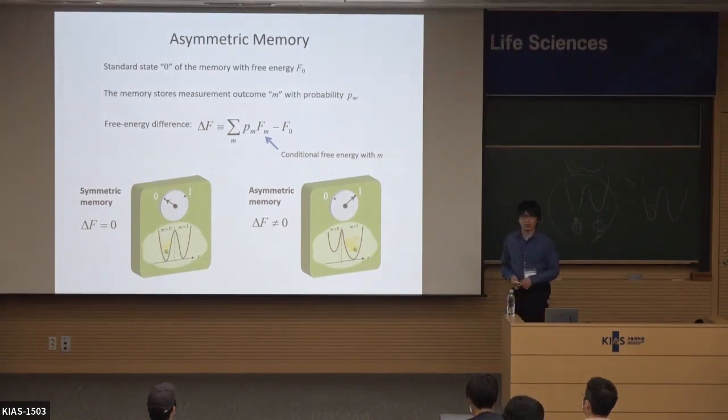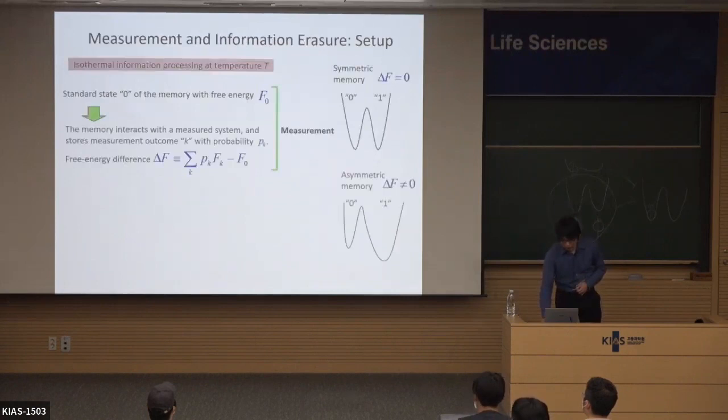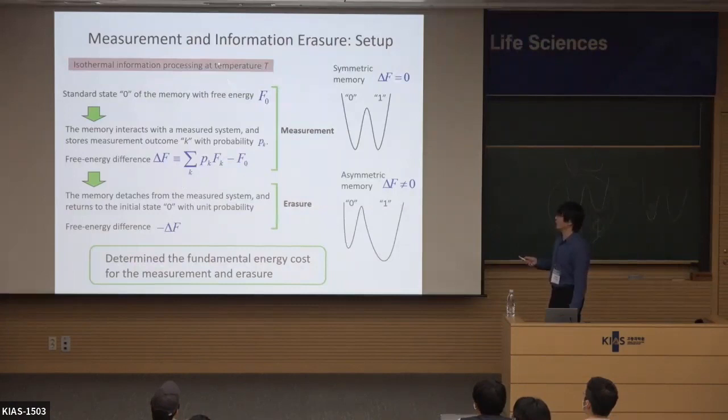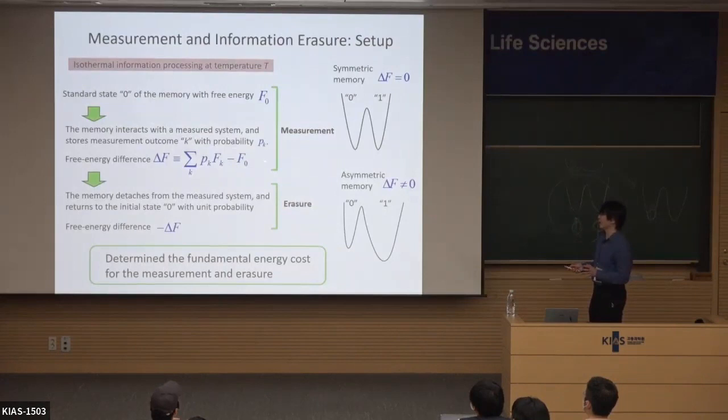So from this point of view, we can consider this kind of measurement and erasure process. So in the measurement process, the initial state is zero and the free energy is F0. Then we get some measurement outcome K. Sorry, this was written as M in the previous, right? But anyway, so we have measurement outcome K and with probability PK. Then the free energy change is given by this delta F.